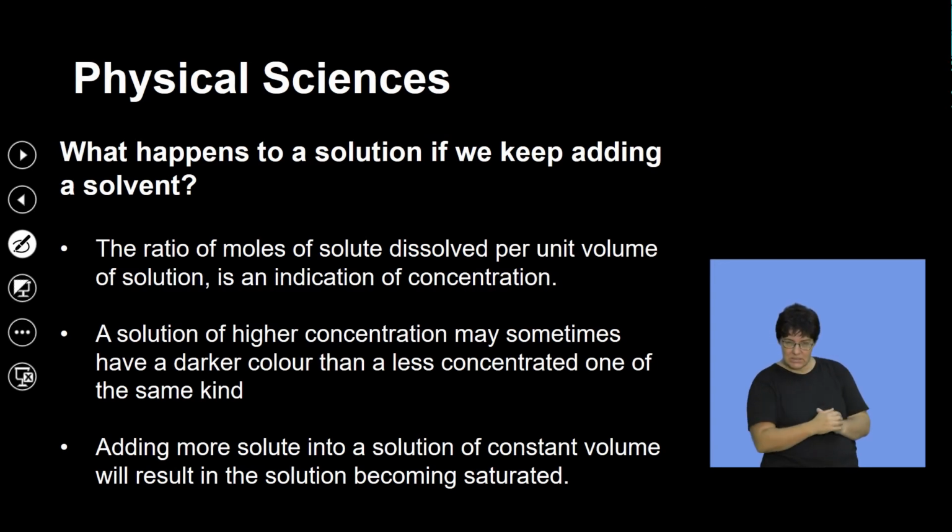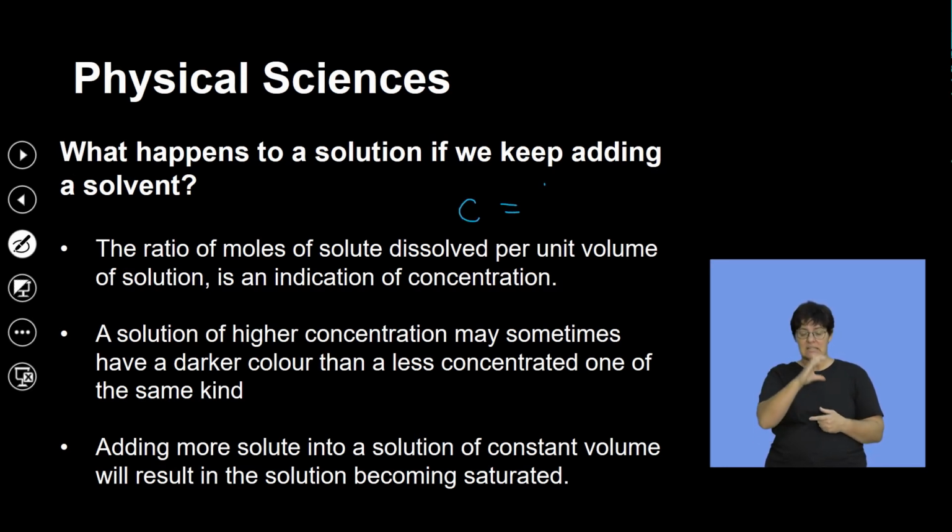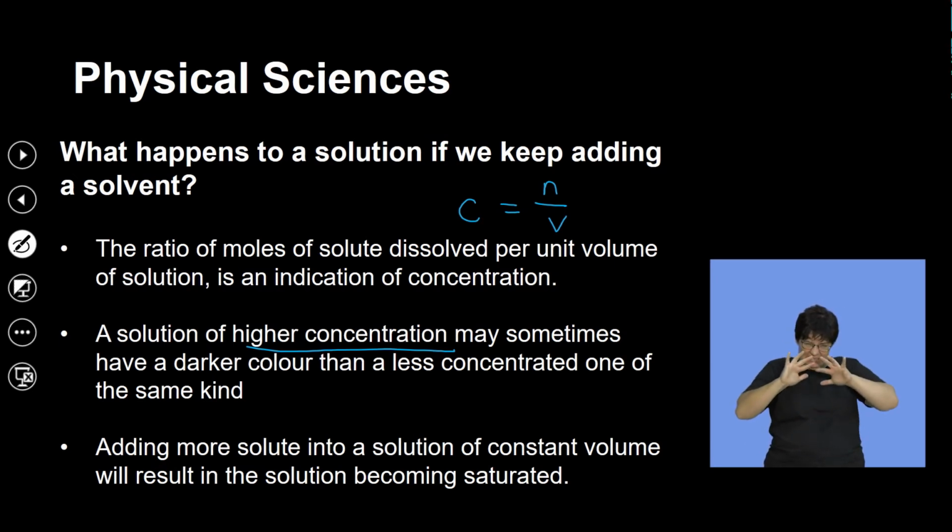The ratio of the moles of solid dissolved per unit of solution is an indication of concentration. This actually speaks to the equation C equals n over V. Furthermore, a solution of a higher concentration may sometimes have a darker color. This is what we observe. If we added a lot of drink mix, the color was so strong, and the less concentrated one was comparatively lighter. So this is in terms of observation.